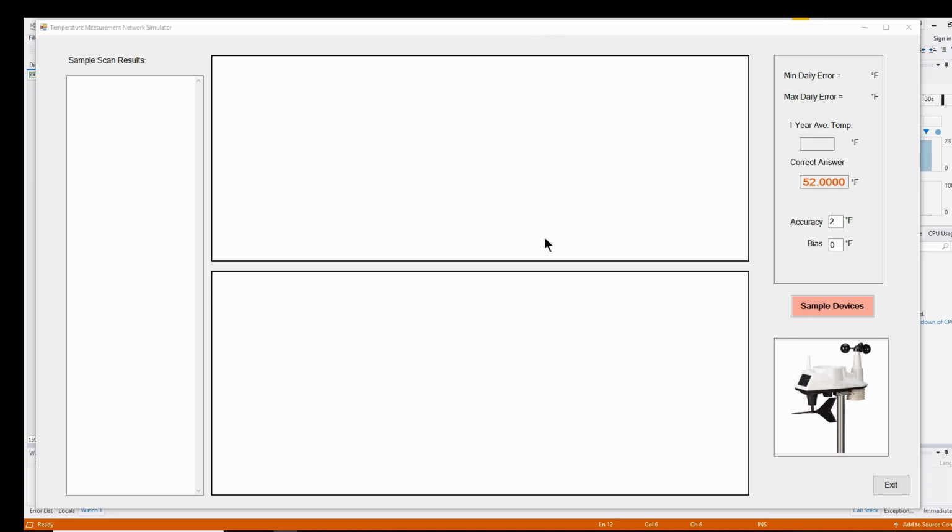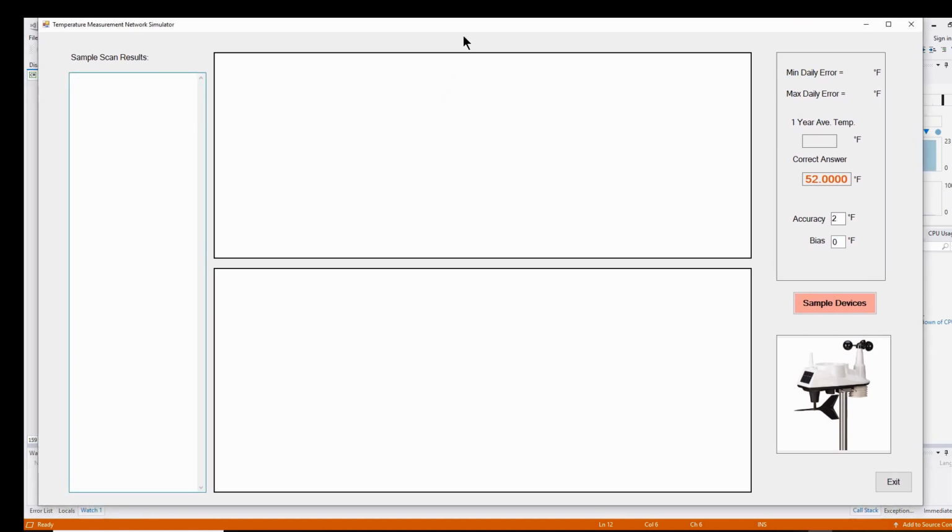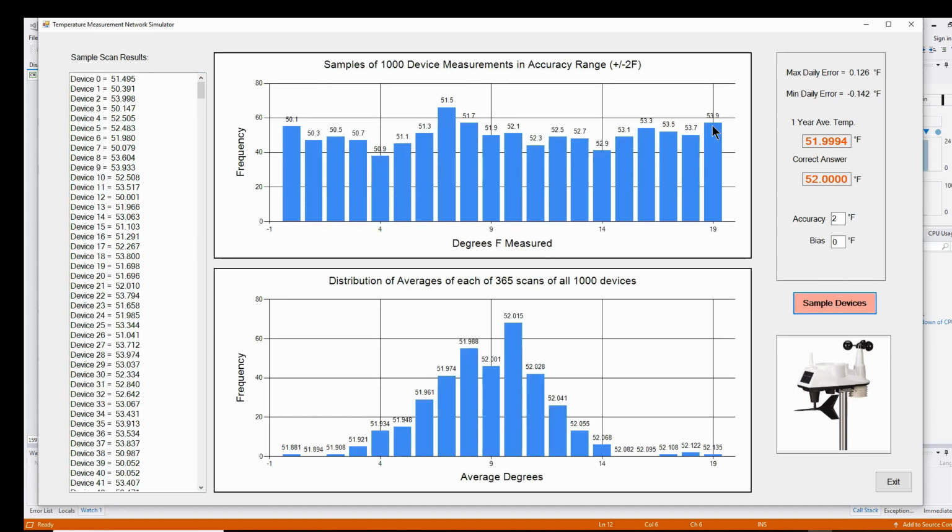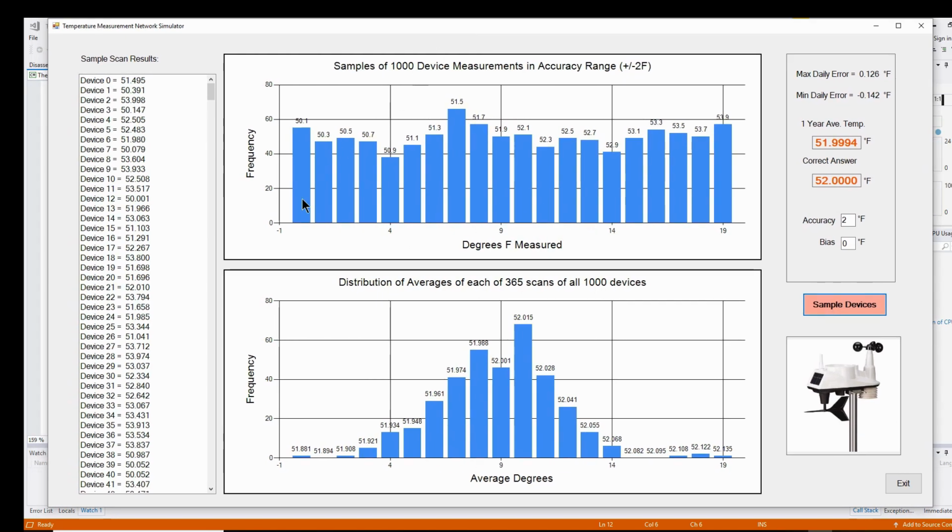Basically, it simulates 1,000 devices taking 365 separate readings each, and averages all of those together to decide if you can get an average number for the year that is close to what the measured value should be, which in our case is 52 Fahrenheit. So I'll press the sample devices button, and it will populate this interface with a bunch of data that will help us decide.